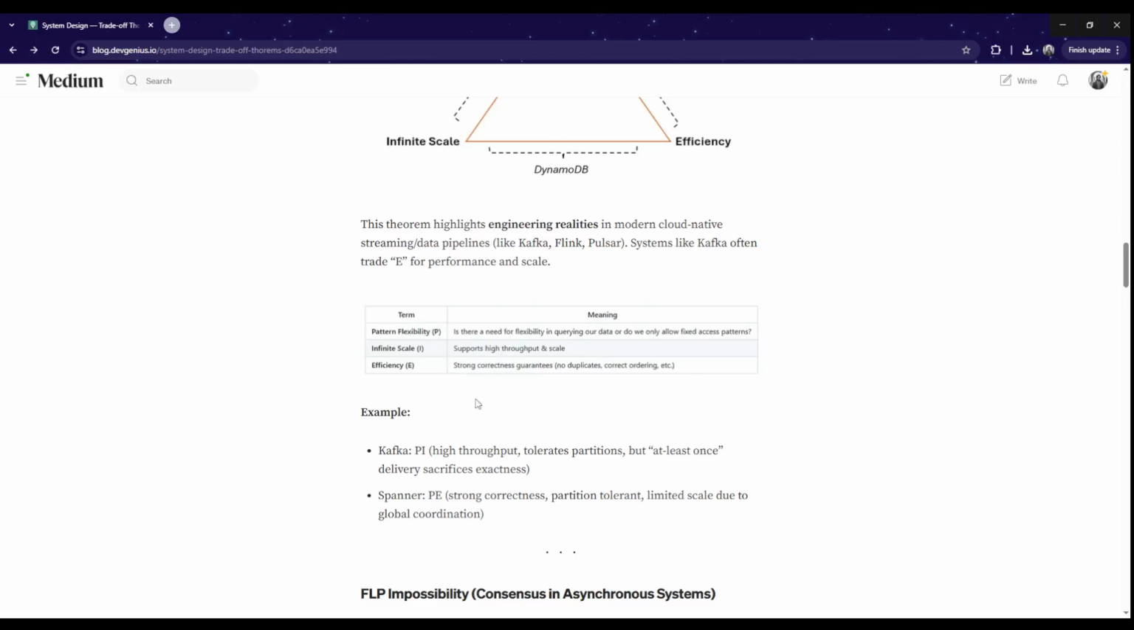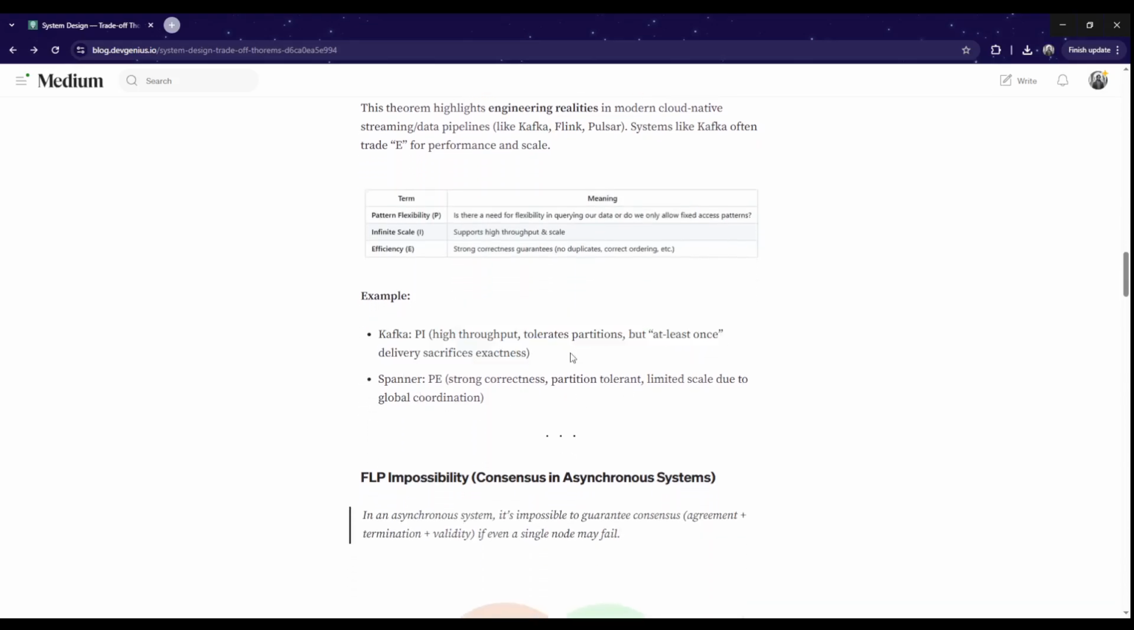So the terms are defined like this: pattern flexibility means that ad hoc queries can be done, or it will only allow a fixed access pattern. Infinite scale supports high throughput and scale, and efficiency is strong correctness. So what Kafka does is it says, okay, I will choose pattern flexibility, like you can query however you want, and it will give an infinite scale, but it will not provide you exactness, which is the efficiency part, because it may deliver things more than once. So this is not exactly once; it is at least once.